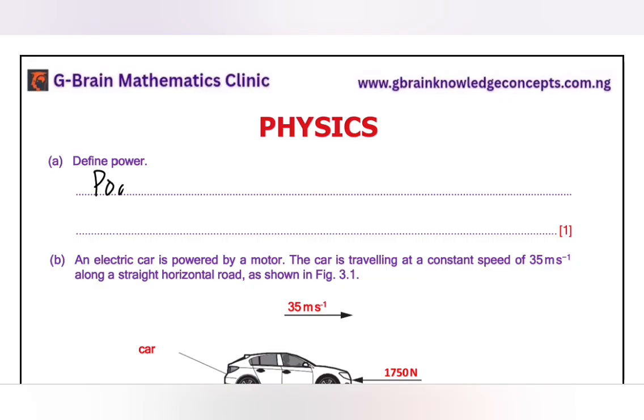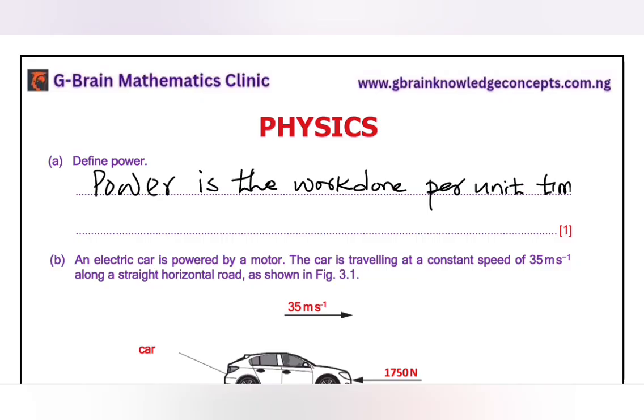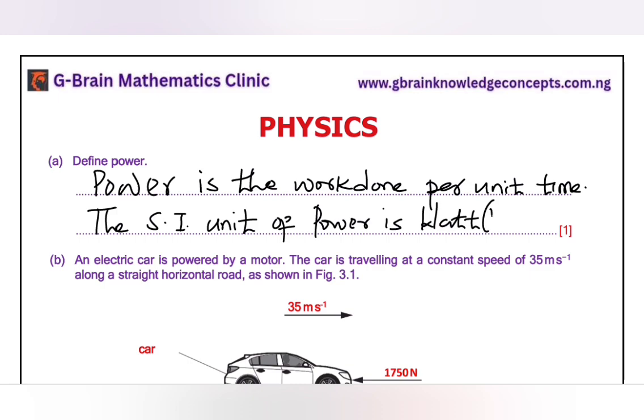Power is the work done per unit time. The SI unit of power is the watt. So that's the answer to that question.